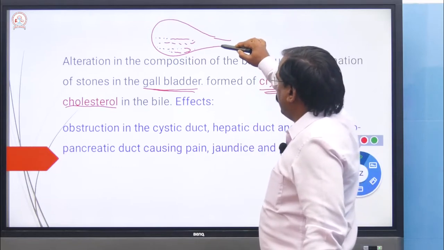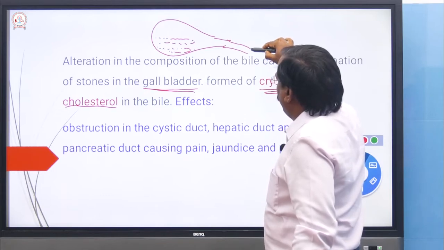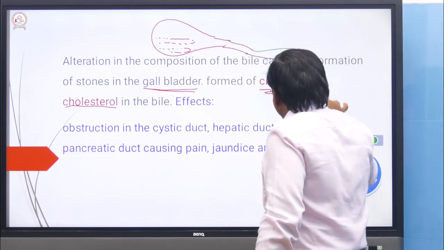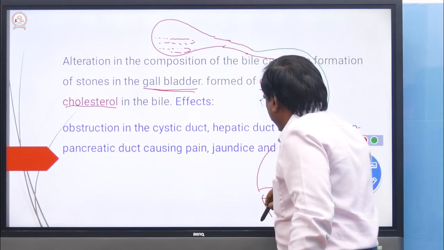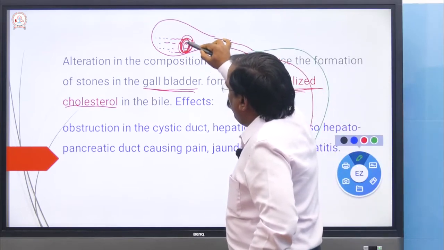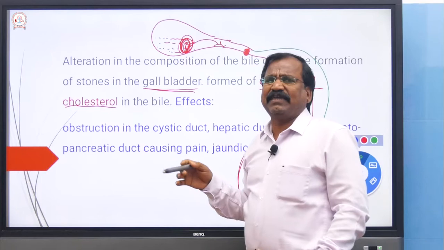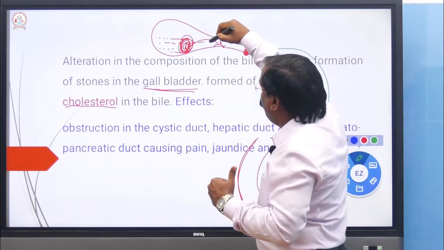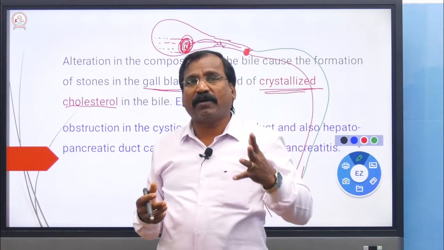Then what will it do? Listen. So this is the gallbladder. This is the cystic duct, and it is coming to where? It joins with the hepatopancreatic duct, which joins with the duodenal region of the small intestine. So this stone gradually moves and blocks here. Maybe it blocks in the cystic duct itself, so it blocks that passage, that track, so the bile cannot flow. The supply of the bile is blocked. As a result, there is a pain.